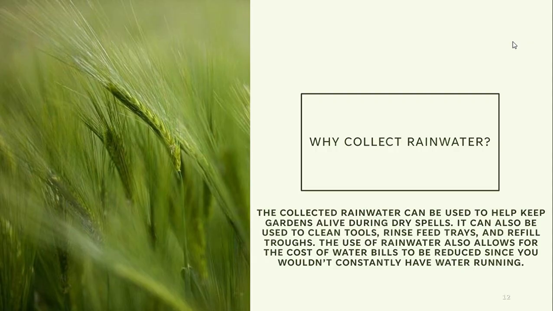Now, what to do about water on a homestead? Usually they're going to collect rainwater. So why would they collect rainwater? The collected rainwater can be used to help keep gardens alive during dry spells. It can also be used to clean tools, rinse feed trays, and refill troughs. The use of rainwater also allows for the cost of the water bill to be reduced since you wouldn't constantly have water running.